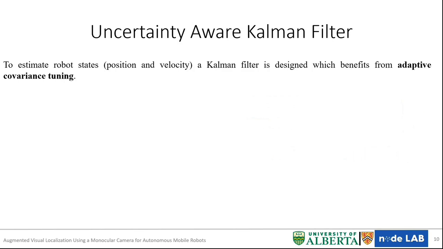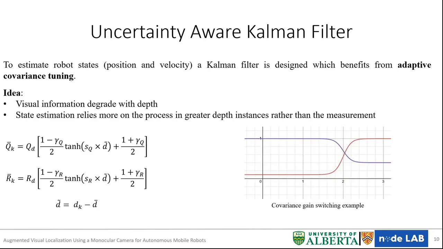To fuse these two sources of information, we are using a Kalman filter with an adaptive covariance tuning. So let me tell you about this adaptive covariance tuning. The idea behind it is that visual information degrades with depth. What I mean by this is that when an object is far away from a camera, there are not a lot of pixels on that object. So we don't have a lot of information from that object.